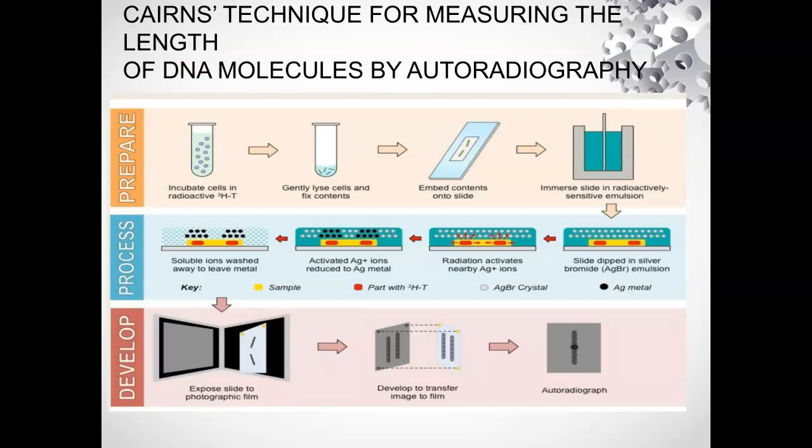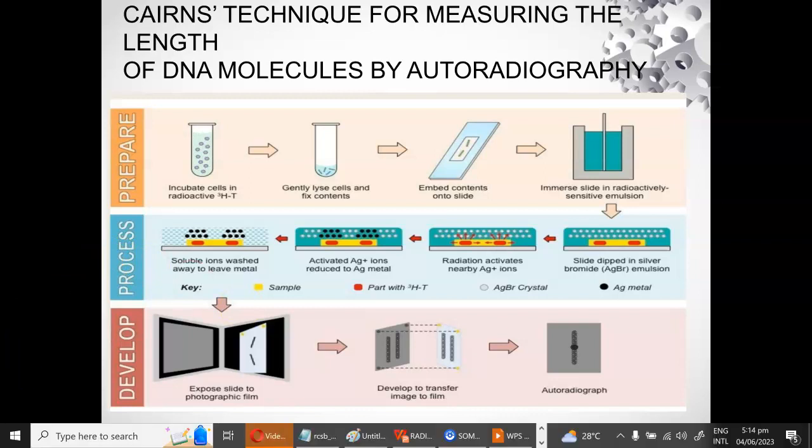So let's look at this technique to measure the length of DNA molecules by autoradiography. You can see here the cells are incubated with radioactive thymidine, which is found in DNA but not RNA. So if we're interested in studying DNA, we'll use thymidine. If you're interested in studying RNA, we'll have to use uracil, because uracil is not present in DNA, sorry.